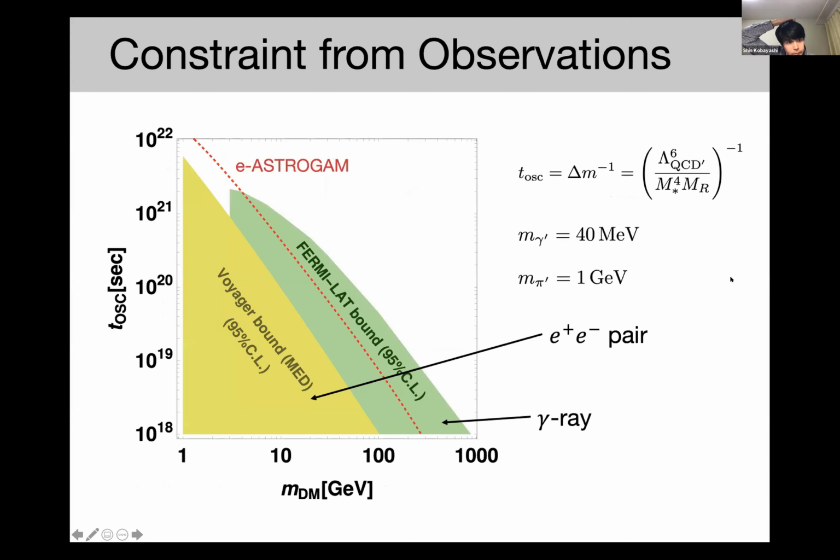And finally, we map these constraints on the plane of dark matter mass and the oscillation timescale. The oscillation timescale is calculated from the inverse of the Majorana mass, like this. And the yellow region corresponds to the Voyager 1 experiment, and the green region corresponds to the Fermi-LAT bound. And the red dotted line is the future sensitivity from gamma ray experiments, such as e-ASTROGAM.